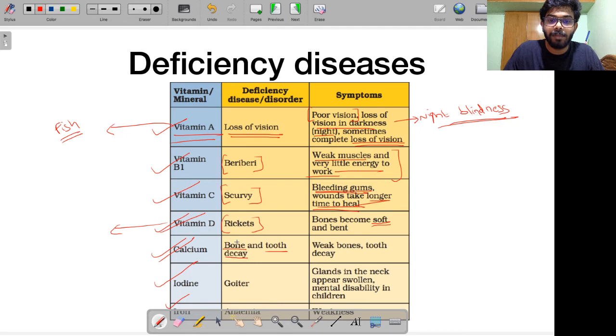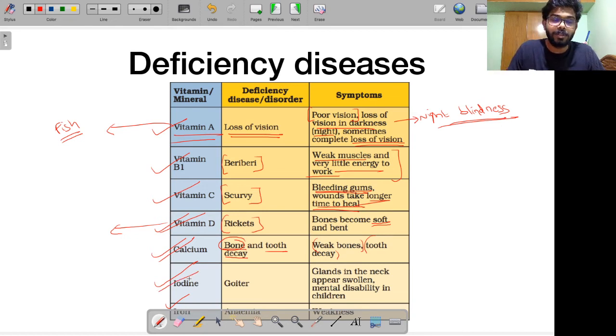Okay, remember, calcium is very crucial for making bones and very crucial for making your teeth. So in case your diet lacks enough calcium, this will result in tooth decay and bone decay. It will result in weak bones. It will result in tooth decay. Alright. Then finally, we have deficiency of iodine.